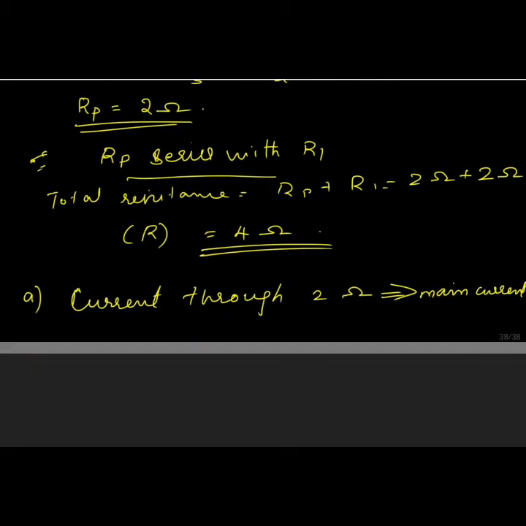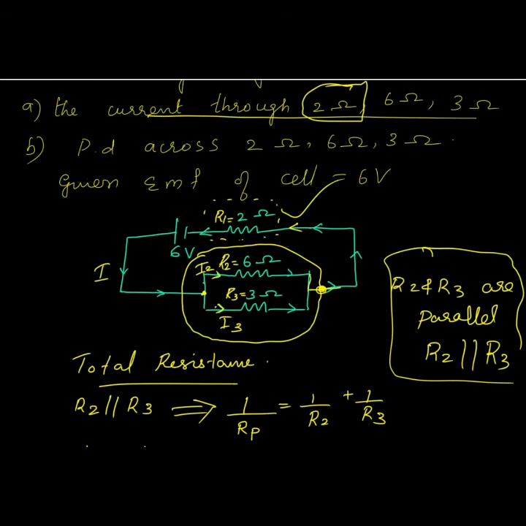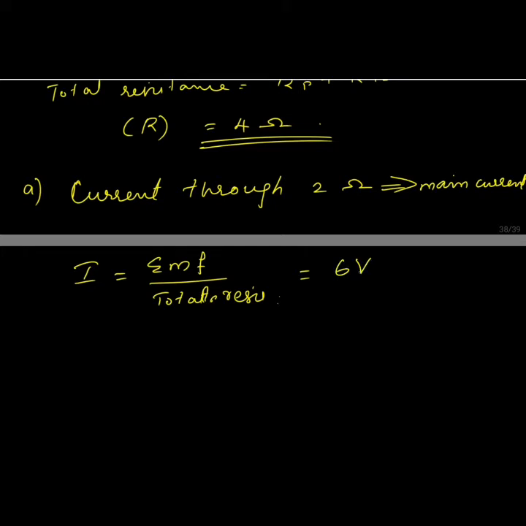So if you want to find the main current, according to Ohm's law, I is equal to EMF, the main voltage, divided by total resistance. That is EMF, you know it is how much volt? 6 volt is given in the question. So EMF is 6 volt and total resistance we got as 4 ohm. So the main current I is equal to 6 by 4, that is 3 by 2, which is equal to 1.5 ampere.